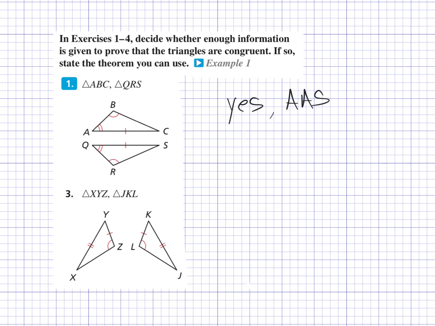Okay, number three, again, check your order, X, Y, Z, double to single to the angle. J, K, L. J to K is double over the single to the angle. All right, so everything's in the right order. And now, what do we have here? We have side, side, angle, which we can't have. There's no such thing as side, side, angle. Hypotenuse leg is side, side, angle, but that's only if you have a right triangle, and we do not have a right triangle here. So there is not enough information there.